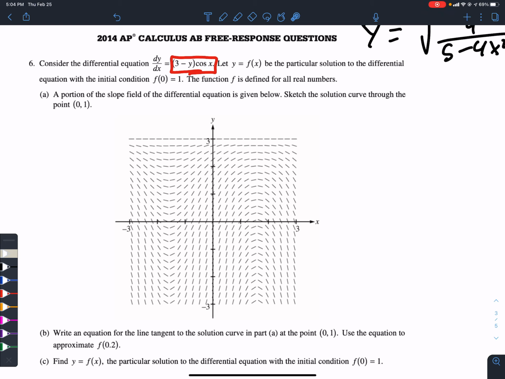So in part A, the portion of slope field for the differential equation below, okay, you want to draw the solution that goes through (0, 1). So (0, 1) is right there. And you just have to draw the curve, and you have to follow these slopes and make sure that your graph is parallel to all those. Doesn't have to be perfect, but it should be pretty close to that, okay? Like I said, doesn't have to be perfect. It just needs to be pretty close.